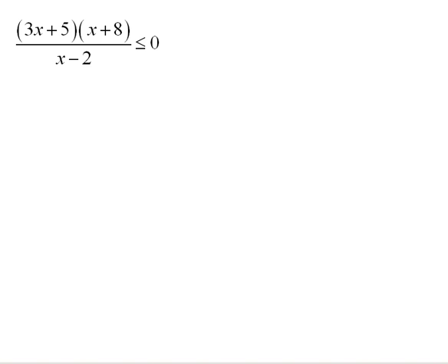Alright, here we have another example of a rational inequality, and this one's getting to be just a little bit more involved. So here we have 3x plus 5 times x plus 8 divided by x minus 2 less than or equal to 0. Well, we have a single rational expression compared to 0, so our first condition is met. The numerator and the denominator are both fully factored, so that condition is met.